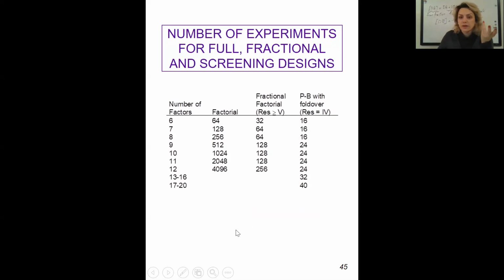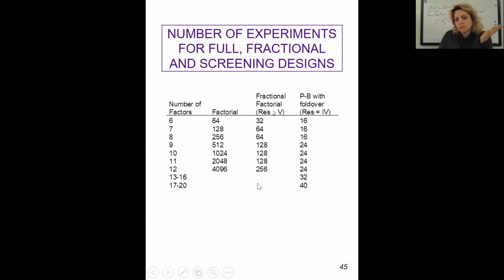Here, this is a good table, with good numbers. Look here, we are wrapping everything up. Say we have the number of factors 6, 7, 8, 9, up to 20, for example. For the factorial ones, this is the number of experiments that we would have for the full factorial. For the fractional factorial with resolution greater than or equal to 5, this is the number of runs that we would have. And then for the PB with foldover, the resolution is 4, and this is the number of runs that we have.